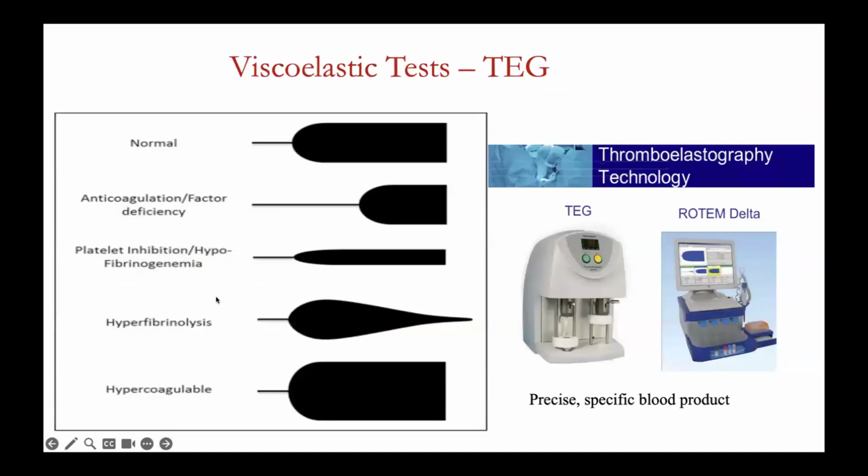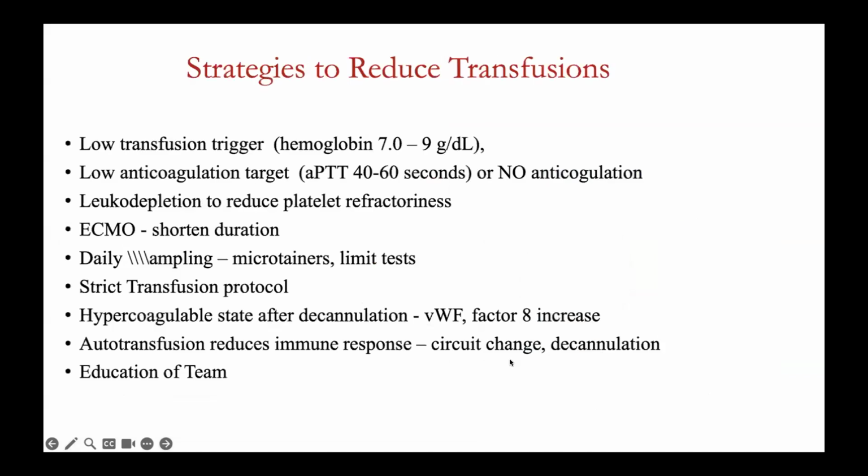This has been mentioned. If there is bleeding, we don't routinely do a TEG, but if there is bleeding, this is invaluable. Your viscoelastic test, your ROTEM and your TEG thromboelastogram, because it actually tells you whether you have to give FFP or platelets, or you have to give cryoprecipitate or tranexamic acid because of hyperfibrinolysis. So, strategies to reduce transfusions.